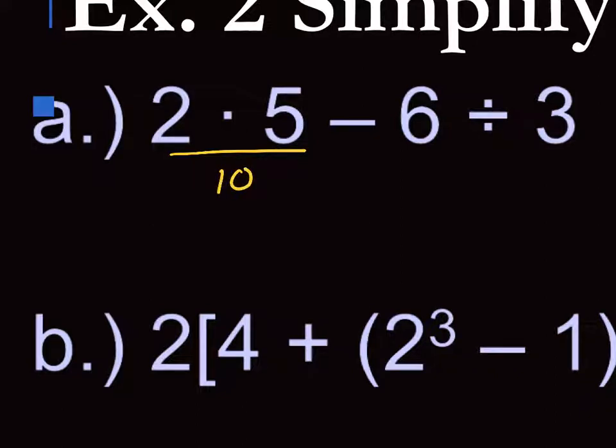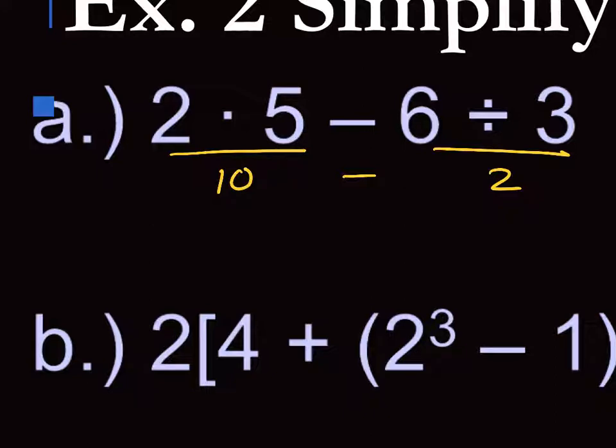And now I'm going left to right, and I'm also going to do division over here. 6 divided by 3, that would give me 2. So right there, I've done 2 parts. I've done the multiplication, and I've done the division. Now I go, well, I've got no more multiplication, no more division to do. Now I'm going to do addition and subtraction.